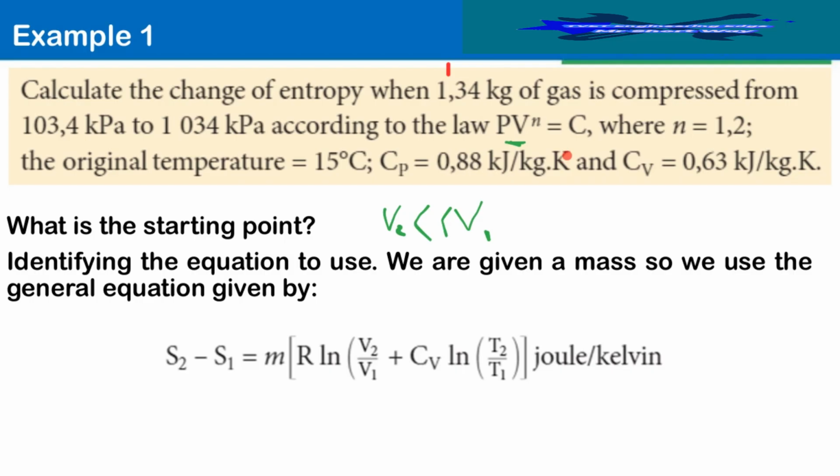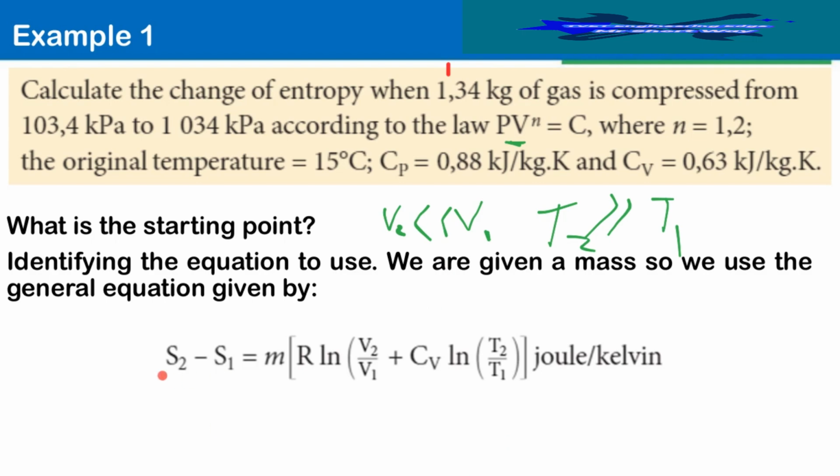Because obviously when you compress something, you're reducing the volume of it. And what do we expect for T2? T2 we expect to be significantly greater than T1. Remember, when there's an increase in pressure, there's an increase in temperature. So those are the expectations. When we do our calculations, we're expecting to see a much smaller V2 and a much higher T2.